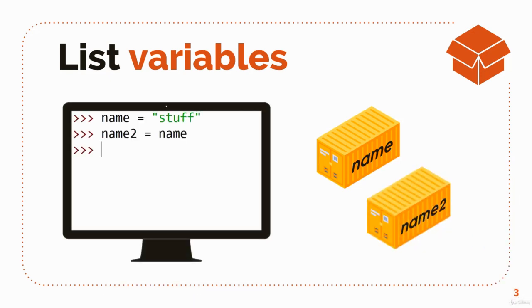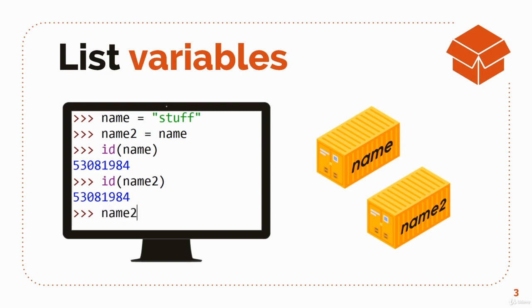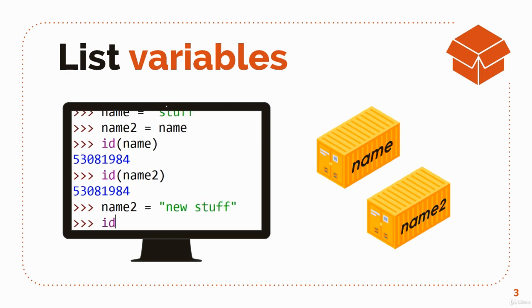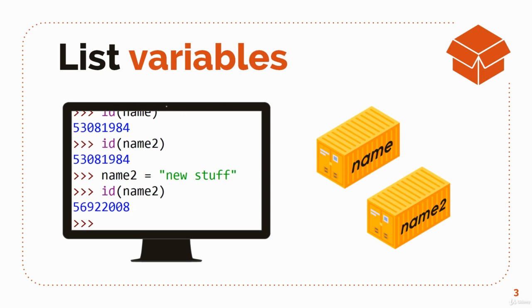We can confirm this with the id function. As you can see, at the start, both of them had the same ID. But when we made any changes, the ID changed. Now, this is where it gets interesting.